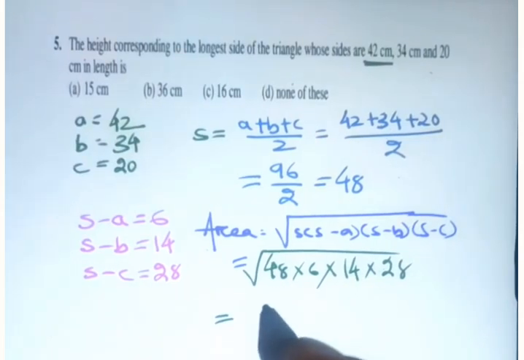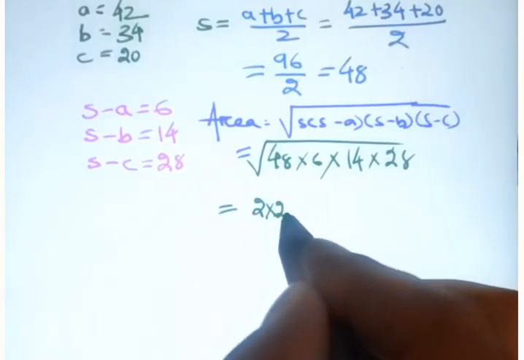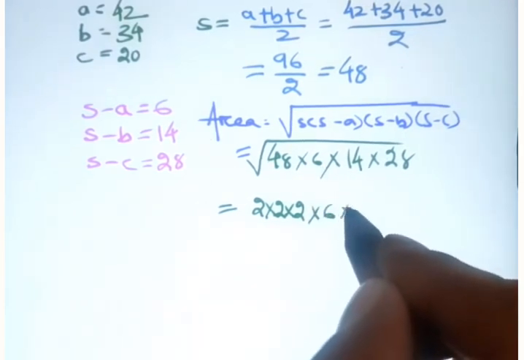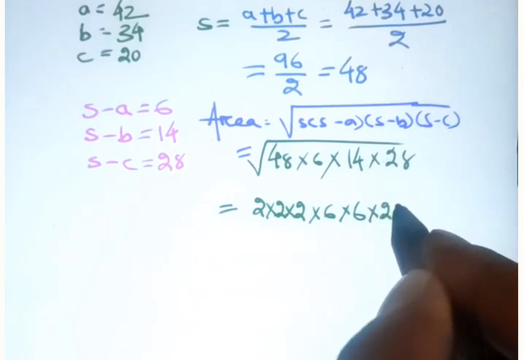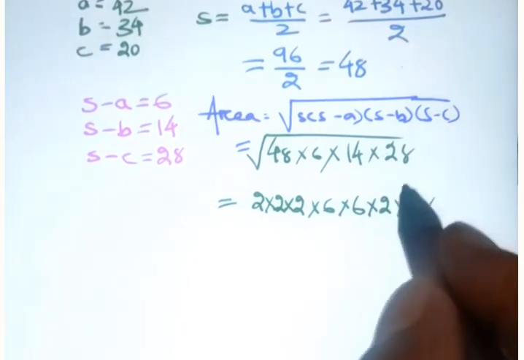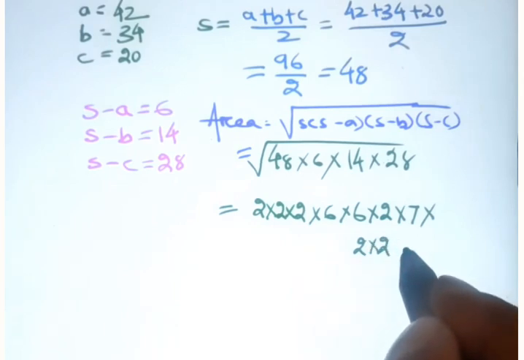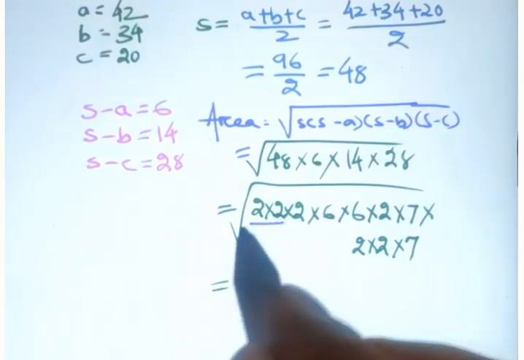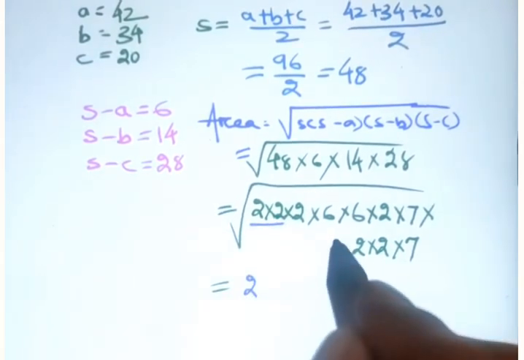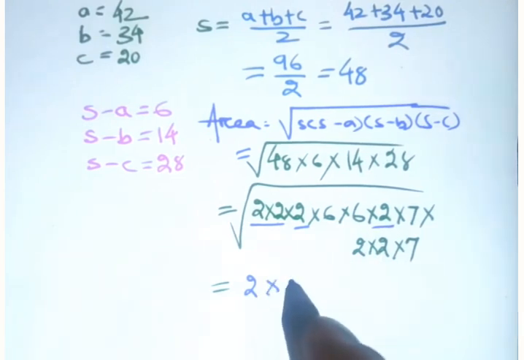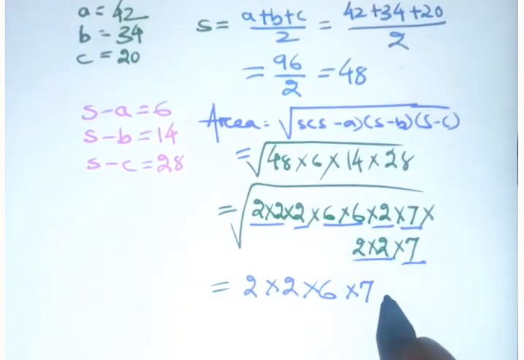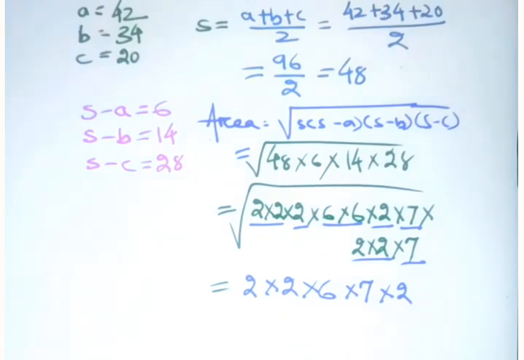So let's factorize. 48 can be written as 2 times 2 times 2, 8 times 6. Again there is another 6. 14 can be written as 2 times 7 and 28 can be written as 2 times 2 times 7. So from these two 2's we'll take one 2, from these two we'll take one 2, from these two we'll take one 6, from these two we'll take one 7, from these two we'll take one 2.